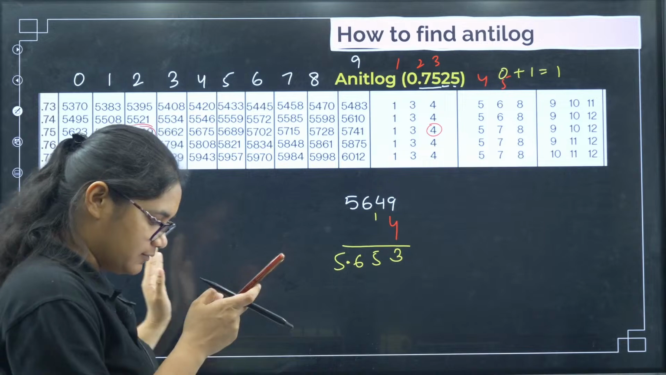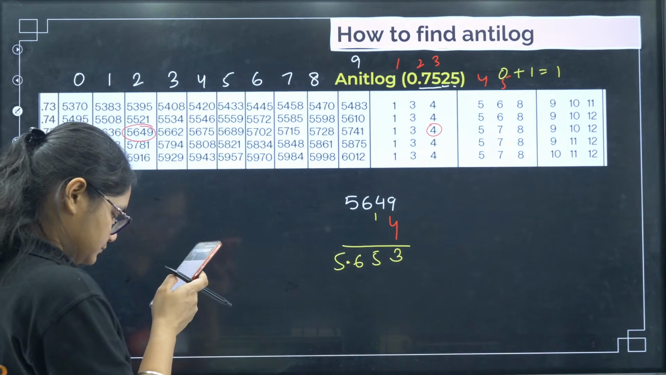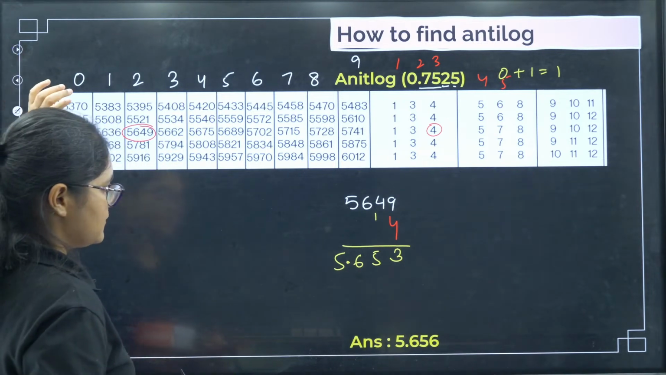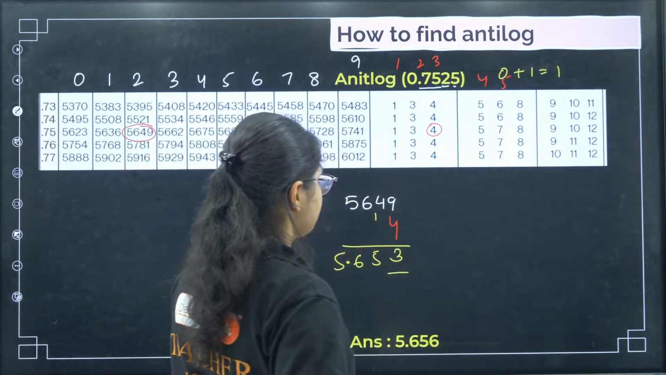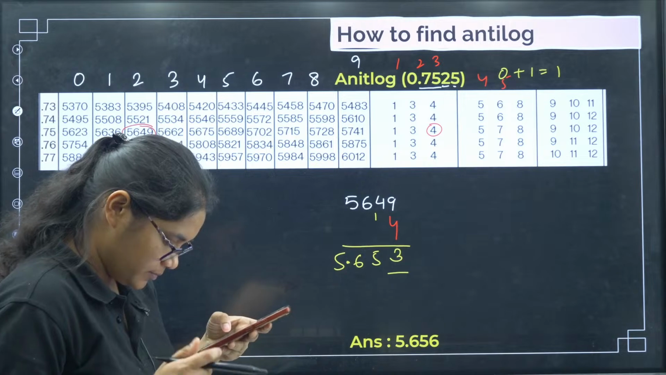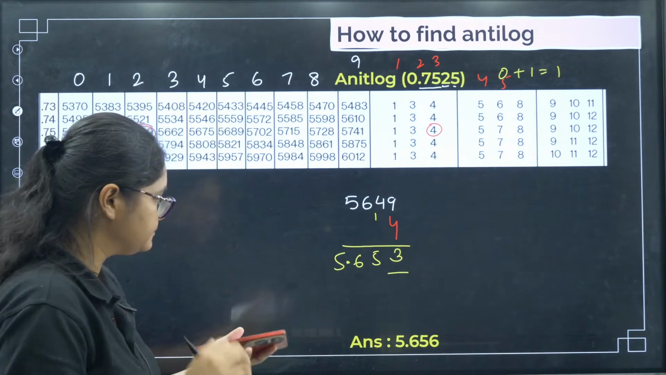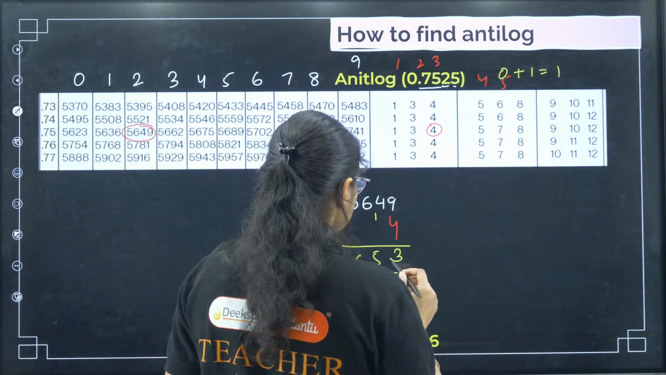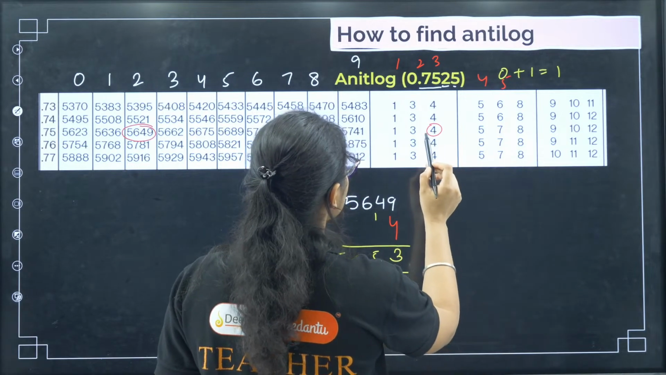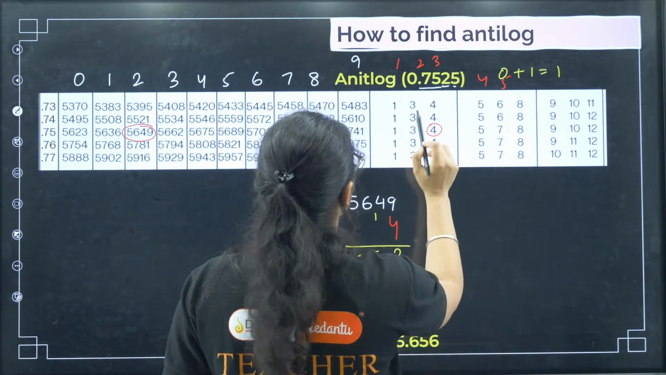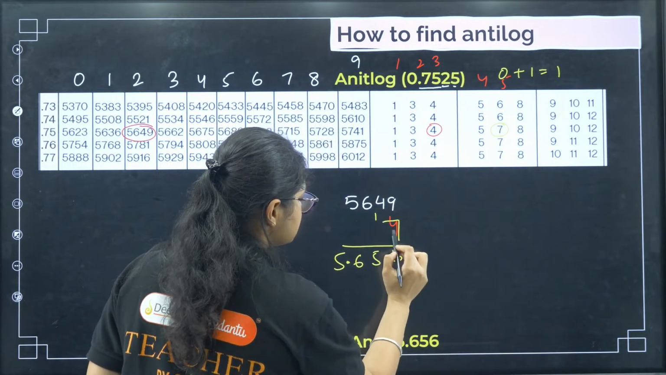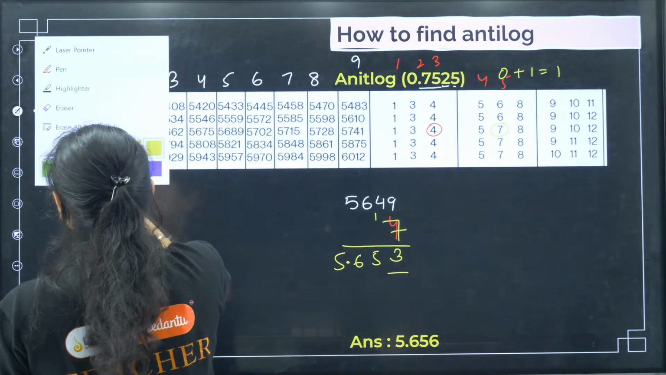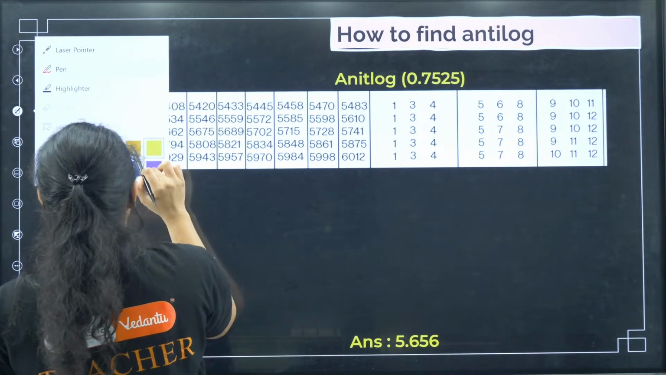I did not find anyone getting this correct. Yes, we will get 5.653. Anything calculation I did wrong? Just a minute, 1 2 3. Okay, I have to check this one, right? Here a small mistake, 7 is there. Yes, I did a small mistake.